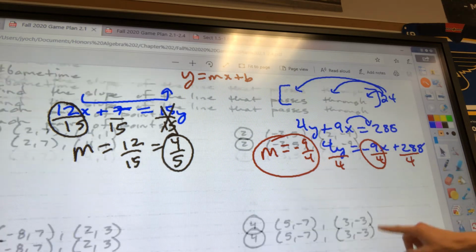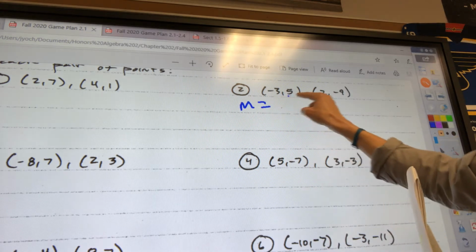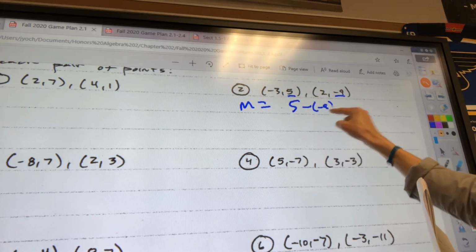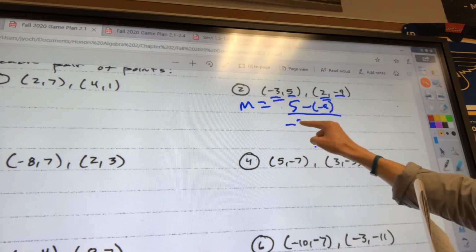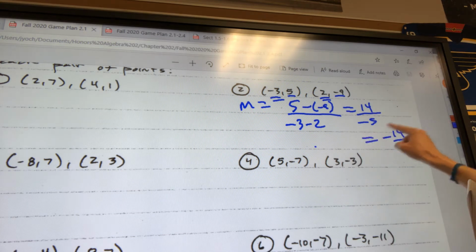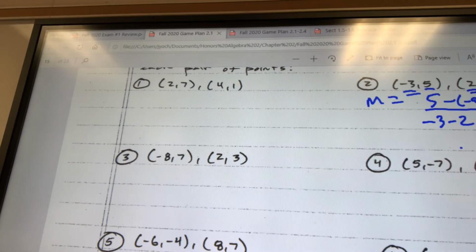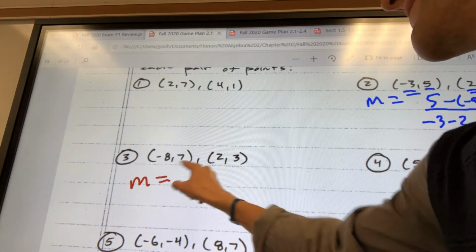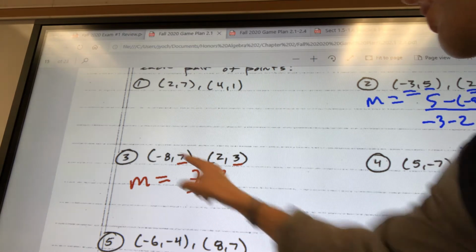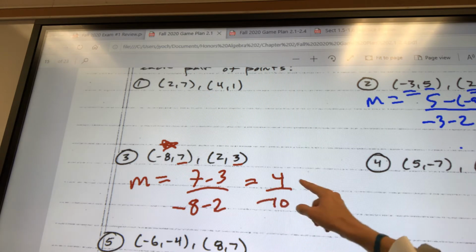All right, page 14. Talk about slope. Hashtag game time. Just find the slope. So number 2. Slope is equal to difference of the y's over difference of the x's. 14 over a negative 5, which is a negative 14 over 5. Okay. Let's talk about 3. Slope is 7 minus 3 over negative 8 minus 2. Negative 2/5.